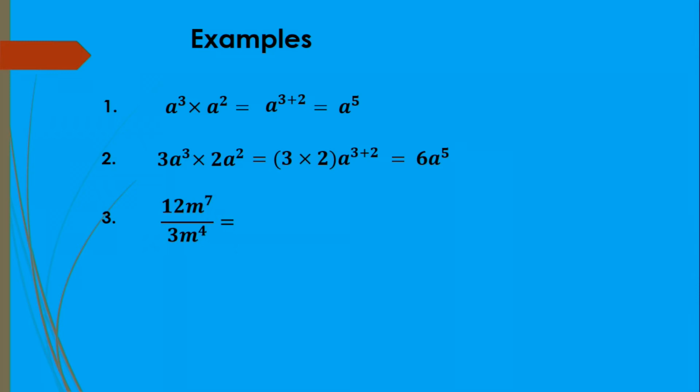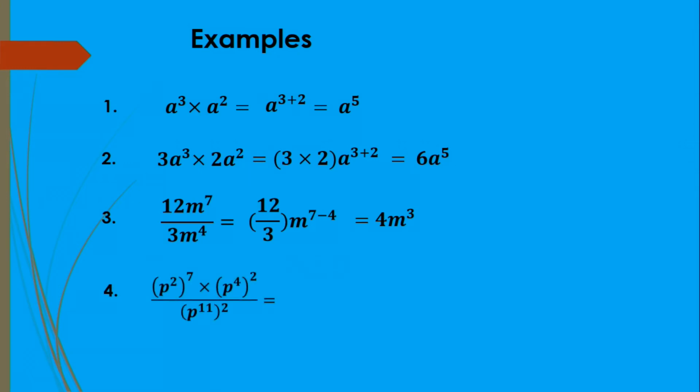Now, if we have 12m power 7 over 3m power 4, first we are going to divide 12 by 3. Then we are going to apply division law to m power 7 divided by m power 4. So we'll have 12 over 3 multiplied by m power 7 minus 4. Because applying division law, you are going to subtract 4 from 7 to obtain an answer of 4m power 3.